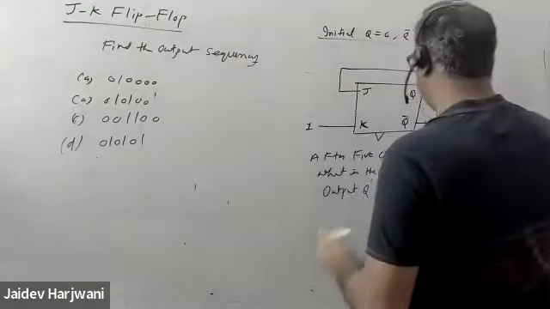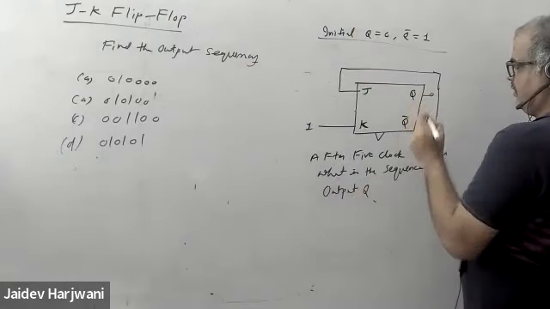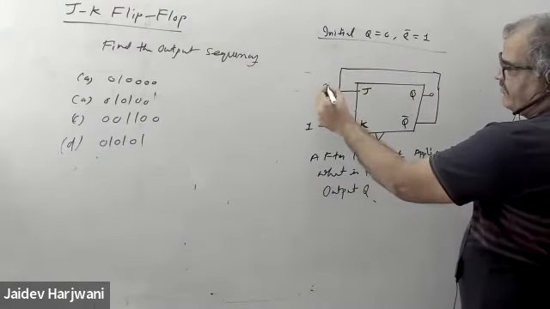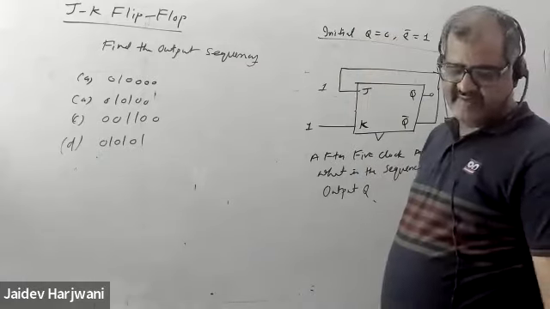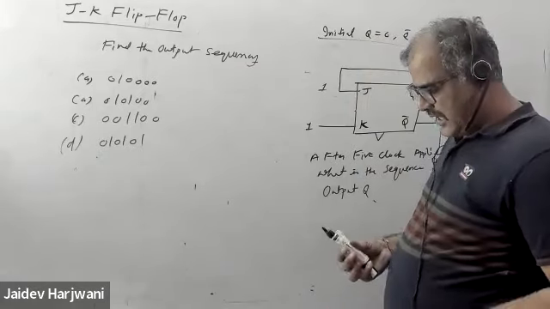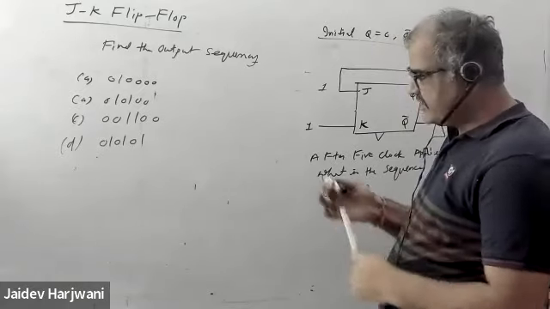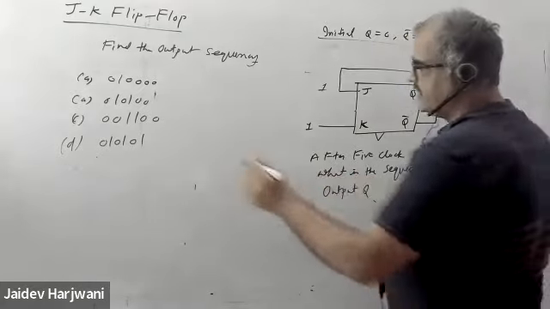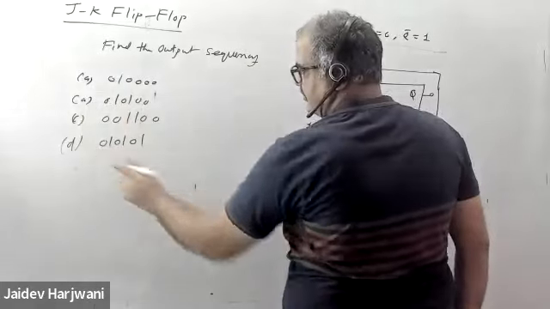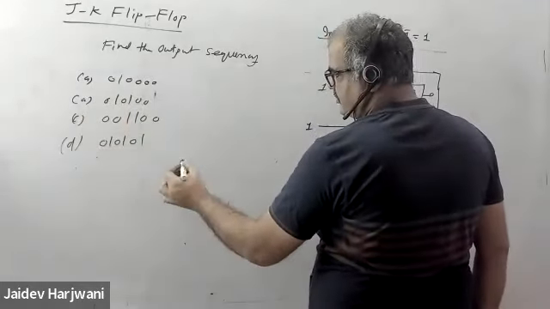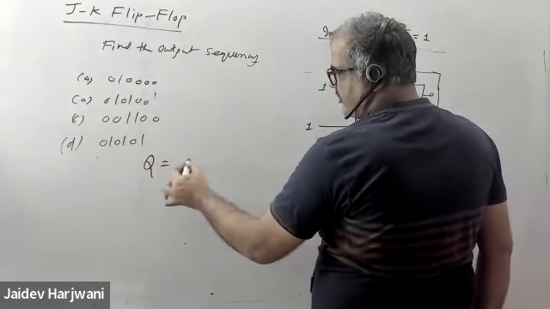Initially this is 0, initially this is 1, so 1 is connected here. Now the clock is coming. When the clock comes, the first pulse is coming. Initially all are clear, clear means initially Q is 0. So I'm writing the sequence of output. Initially Q is 0.